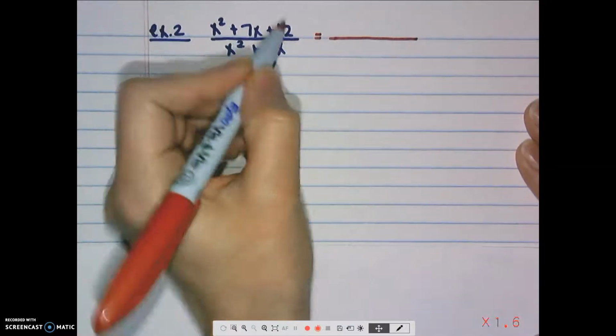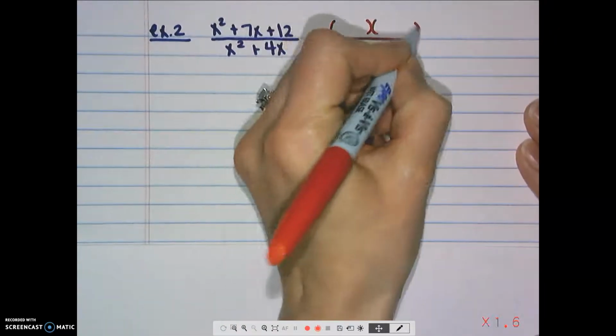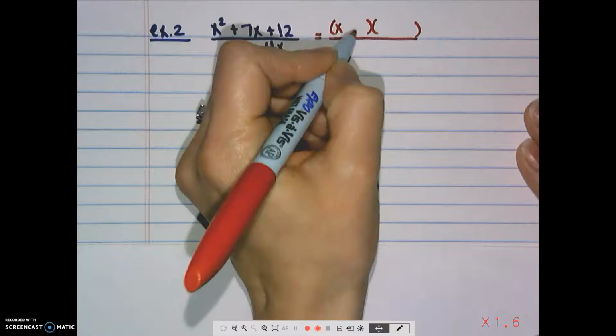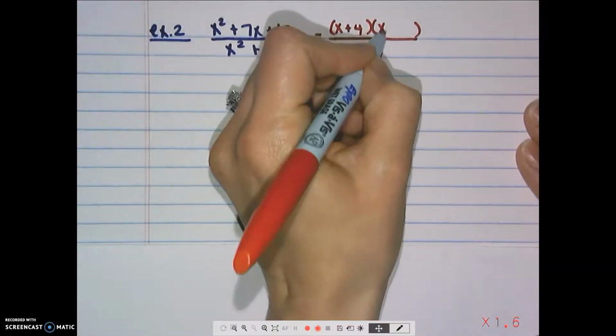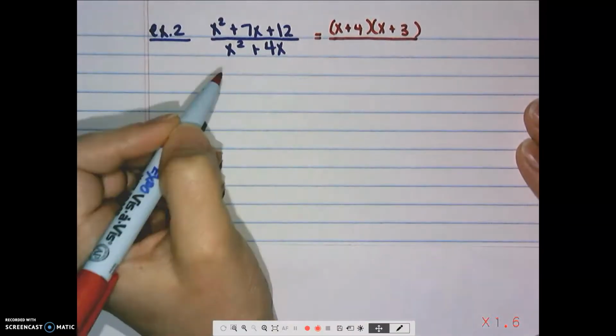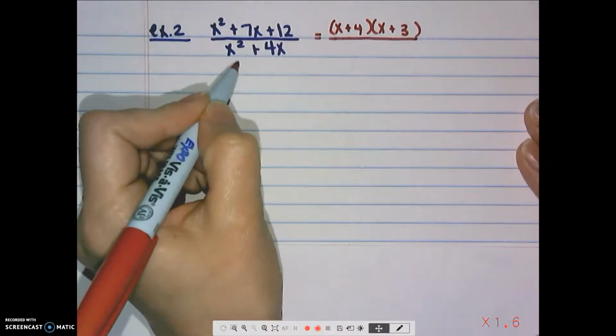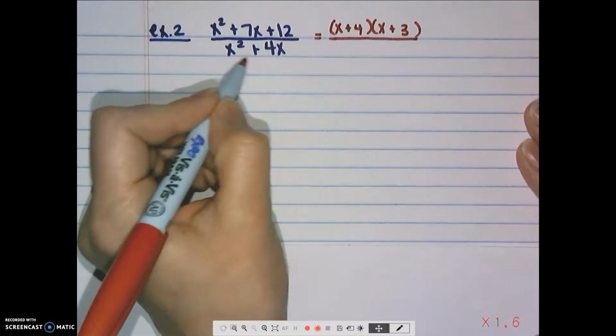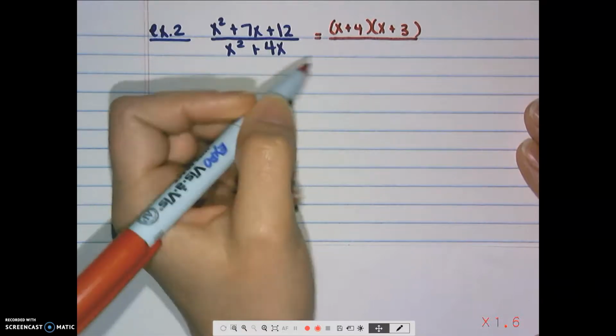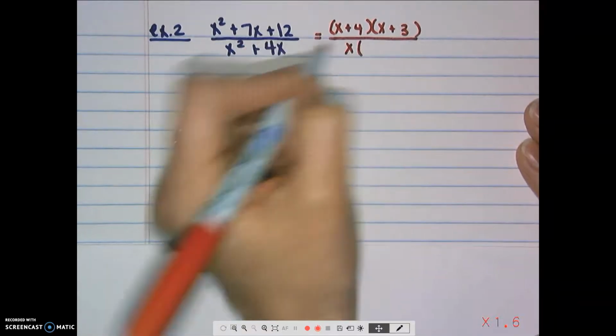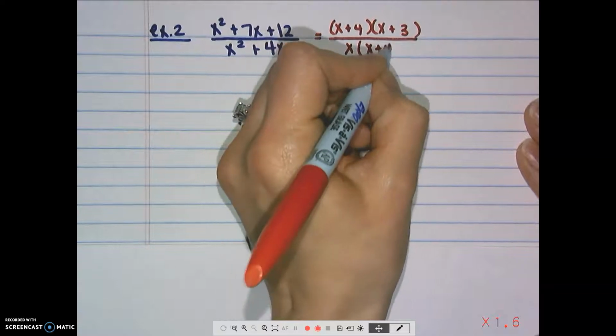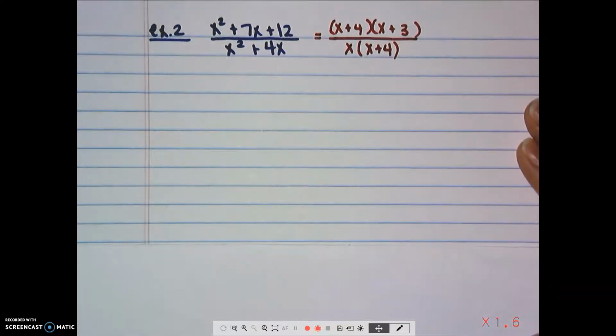So x squared plus 7x plus 12, we're going to factor into x plus 4 and x plus 3. And in the denominator, when we have just two terms to factor, we're always going to be looking for a GCF. So they share an x in common, and left-hand side is x plus 4. So you can choose to simplify now and then write restrictions, or you can write restrictions and then simplify.